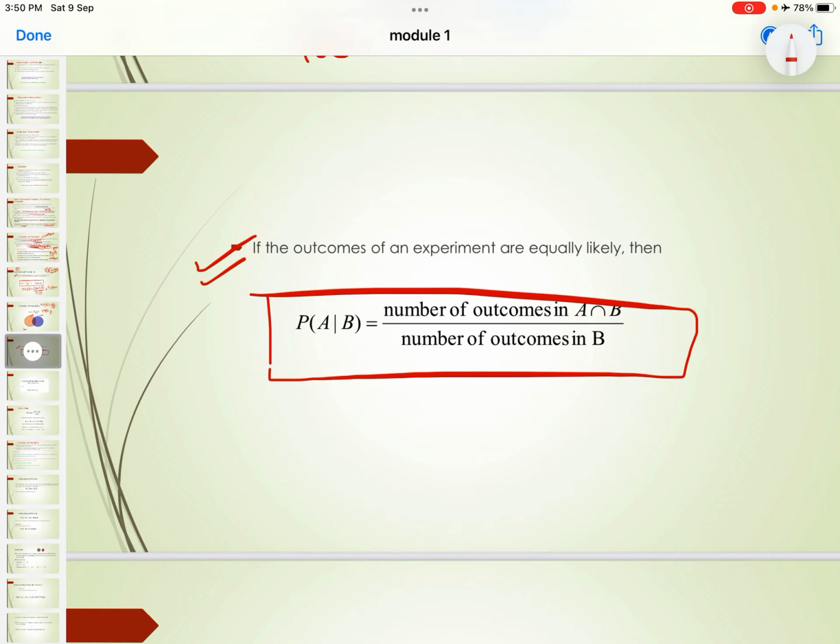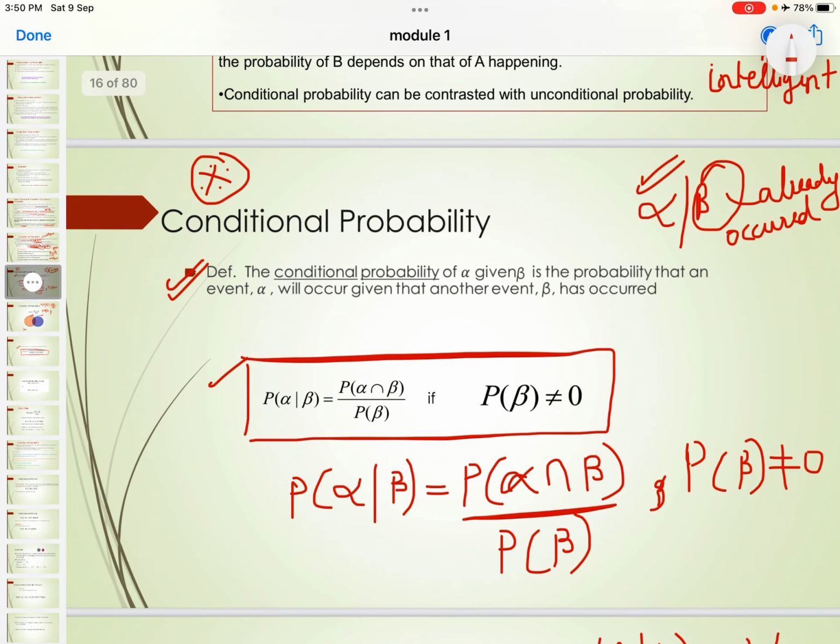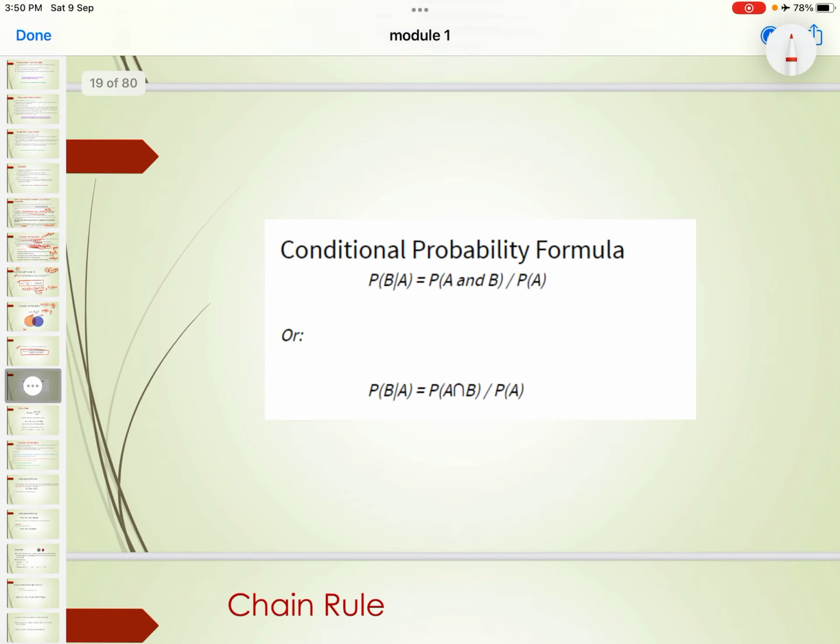So this is also an important formula. Even this is also a formula which is important. Conditional probability formula: probability of B given A, probability of B occurring given that A has already occurred, is equal to probability of A and B upon probability of A, or probability of B given A is equal to probability of A intersection B upon probability of A. So these are the formulas of conditional probability.